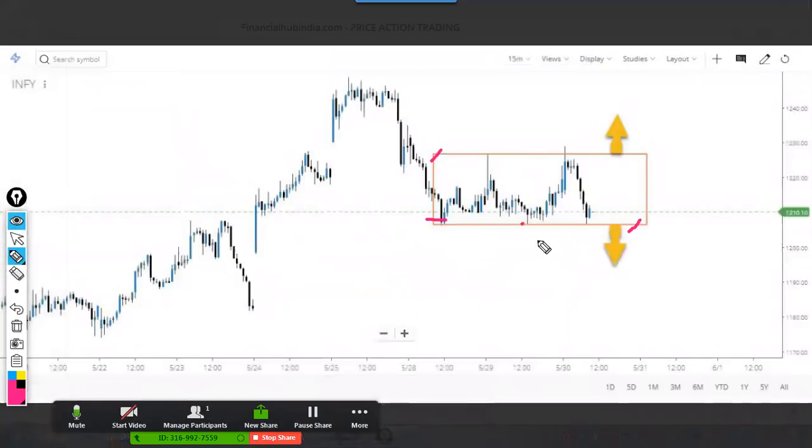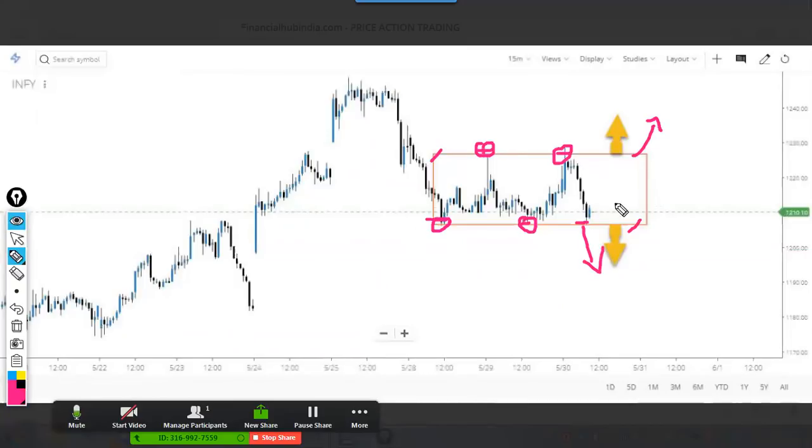So the support area is here and the resistance areas are in here. So you can trade inside the channel as well, looking at the tops and the bottoms. But trading inside the channel will be a bit tricky here. I'll come back to that point later on. But for now, the main trade I'm looking for is a breakout in the overall channel.